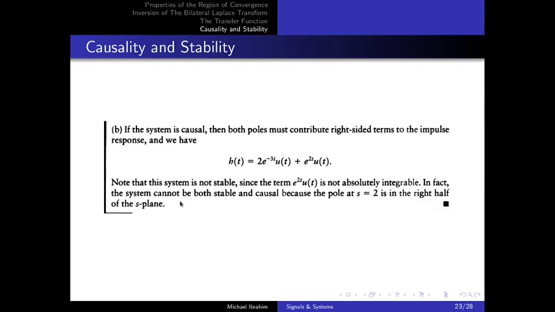And of course, the system cannot be both causal and stable because the poles are not located in the left half plane. We have a pole located at s equal to 2.